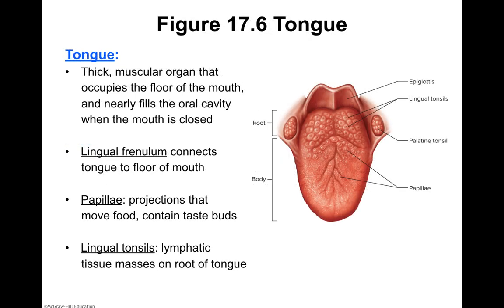The tongue itself is a thick muscular organ that occupies the floor of the mouth. It nearly fills the oral cavity when the mouth is closed. There's a structure called the lingual frenulum that connects the tongue to the floor of the mouth. There are papillae, which are projections that move food and have taste buds on the surface of the tongue. And we also have lingual tonsils that are a lymphatic tissue mass on the root of the tongue.